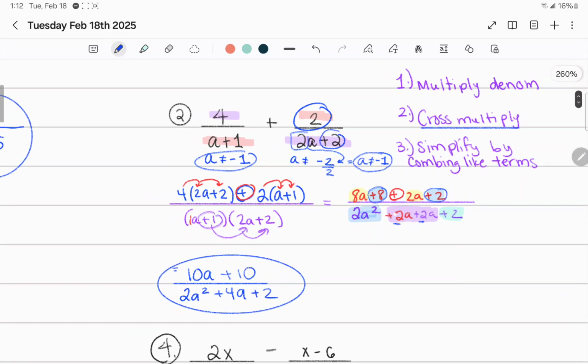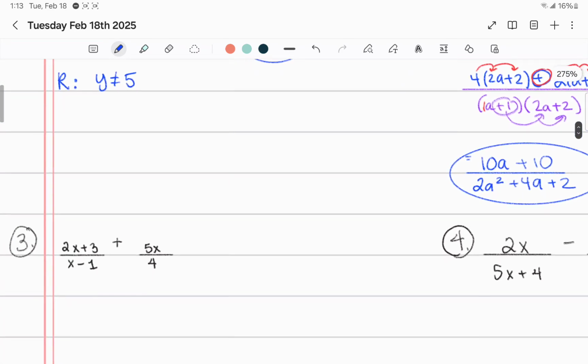So again, I know it's messy, but it's going to repeat. Multiply the denominators, cross multiply, and then simplify. So I'll give you guys a second to write that down.